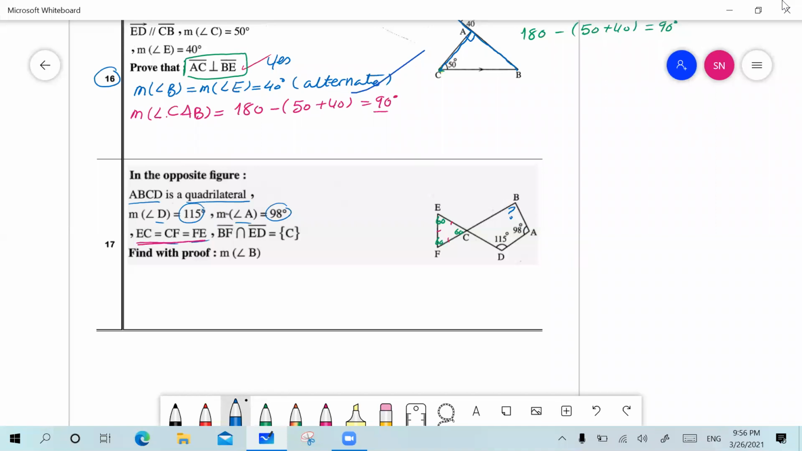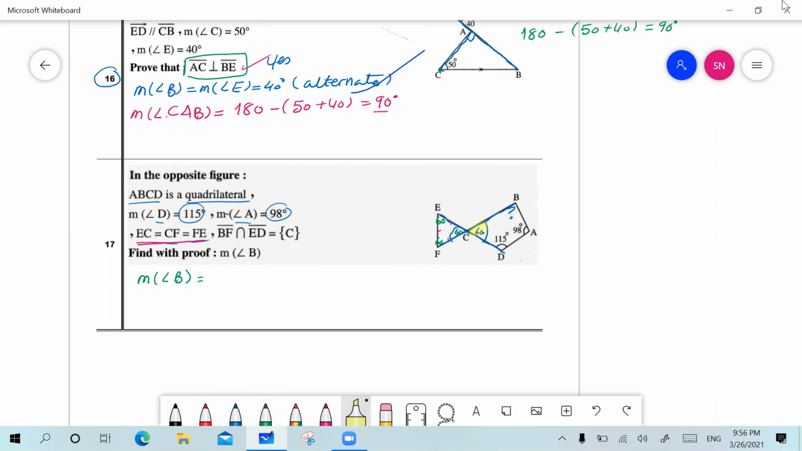Measure of angle BCD equals 60 degrees because of vertically opposite angles. Here are the two lines which are intersecting. They made vertically opposite angles, so this angle is 60, so this one is also 60 because of vertically opposite angles. Now the missing measure of angle B will be equal to what?